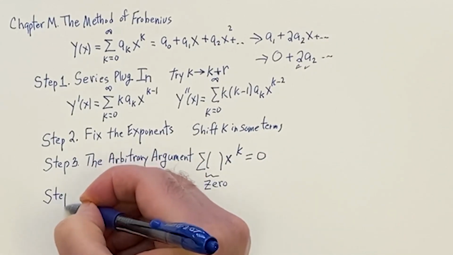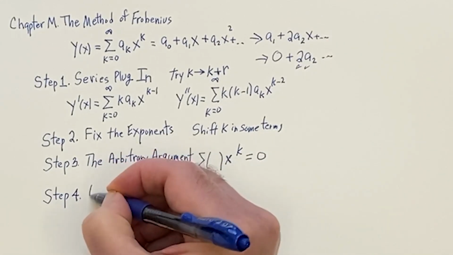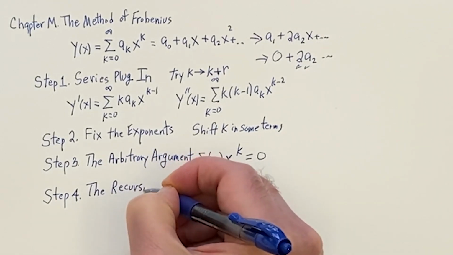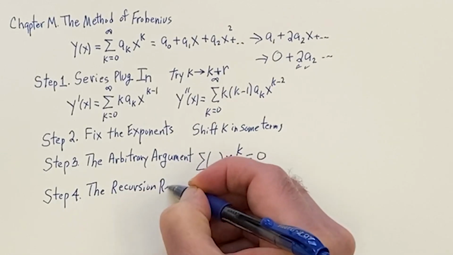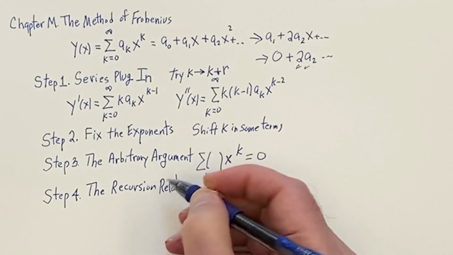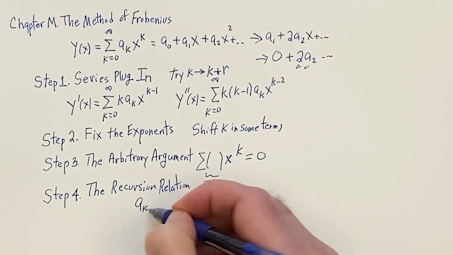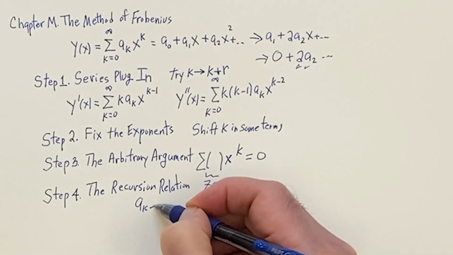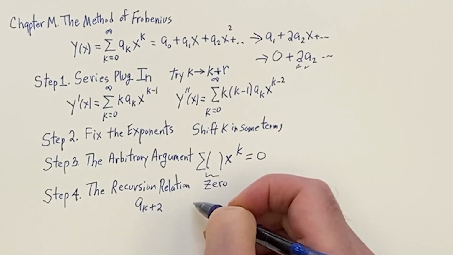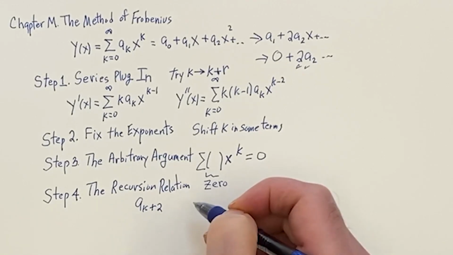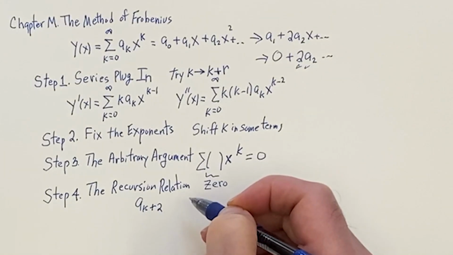And then step 4 will be the recursion relation. We will find a relation that relates the a_k's, and typically it would be like an a_k, maybe an a_(k+2), written in terms of the a_k, or an a_(k+1) in terms of the previous one, and that'll become obvious when we actually do a case.